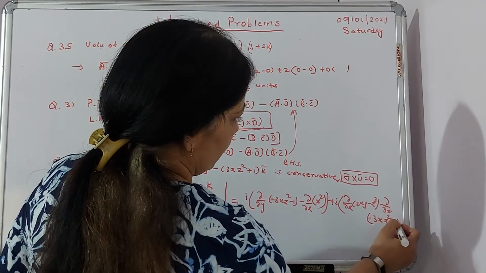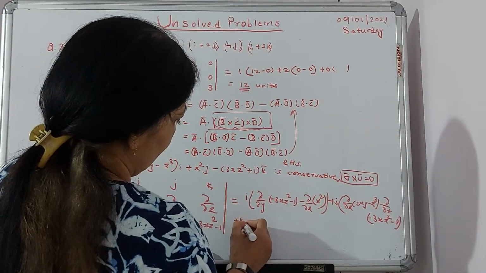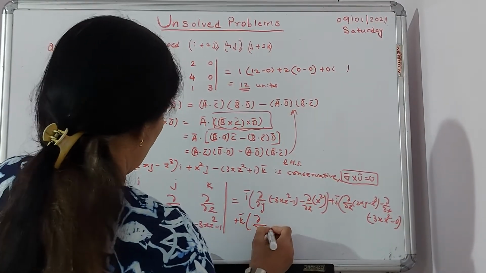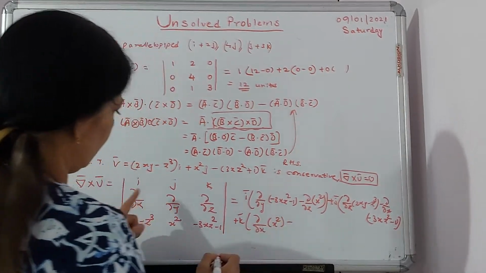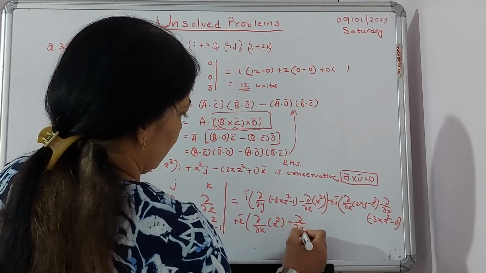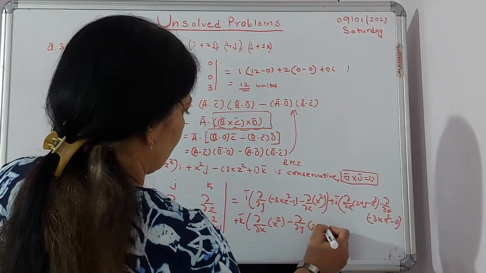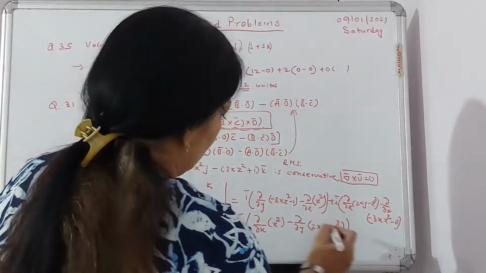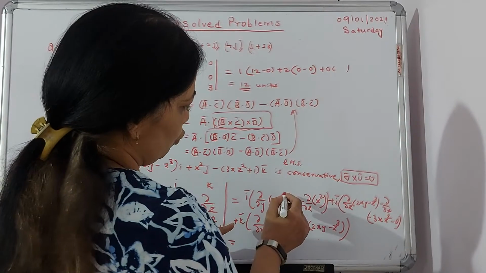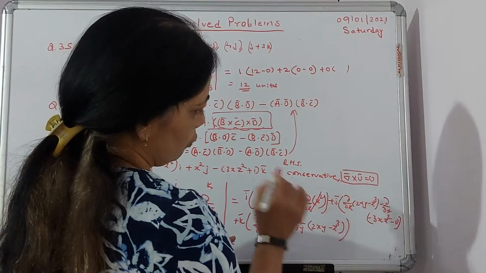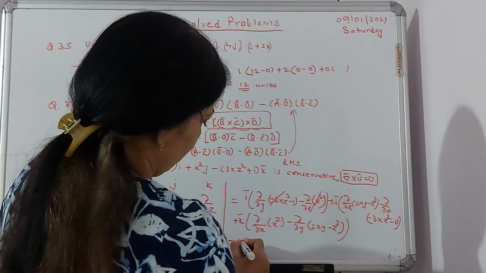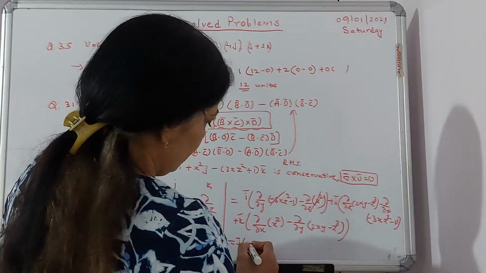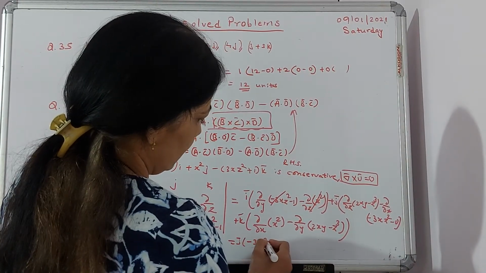So I will put a bracket over here, plus k (∂/∂x of x² − ∂/∂y of 2xy − z). Right, so I finished with all the terms. As far as this term is concerned, there is no y, so it will be 0. Here there is no z, so 0. As far as this term is concerned, we have the answer 2xy − z³, so it will be −3z².